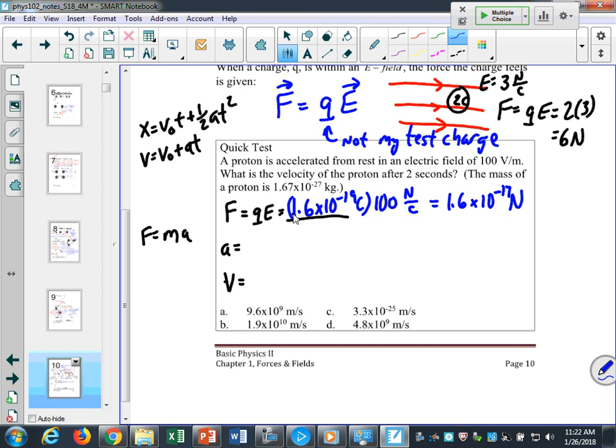That's in newtons. And then to find the acceleration, it's F over m. 1.6 times 10 to the minus 17 newtons divided by the mass. Here I gave you the mass, but I won't always give you the mass. It's on the equation sheet though. Make sure you use that as you're practicing and doing homework. In fact, usually I won't give it. I don't know why I did here. And then that's equal to 9.6 times 10 to the 9th.